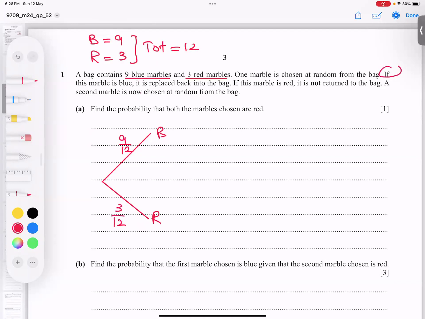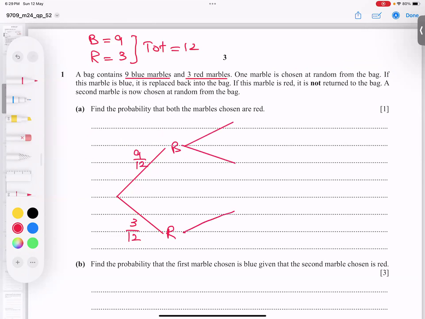He's saying further, if you have taken blue, it means this branch. Naturally there are only 2 colors, blue and red. If the marble is blue, then it is replaced back. It means I will take the blue ball out, note the color, and put it back in the bag. So when I bring the second ball out, the probability will not change. Blue remains 9 by 12, and for red, from 12 subtract 9, you get 3 by 12.